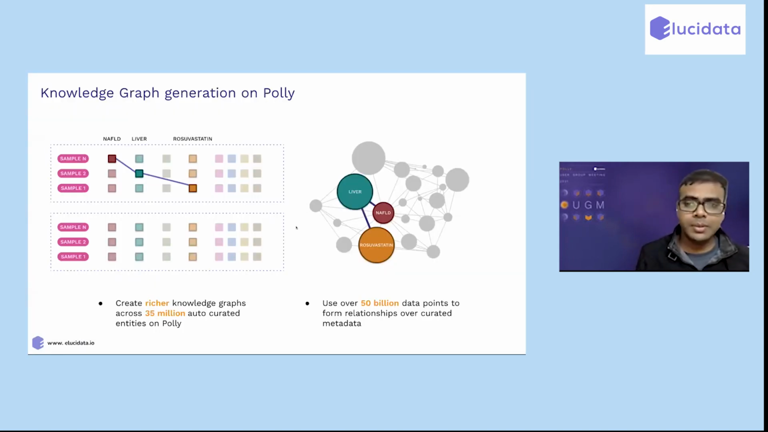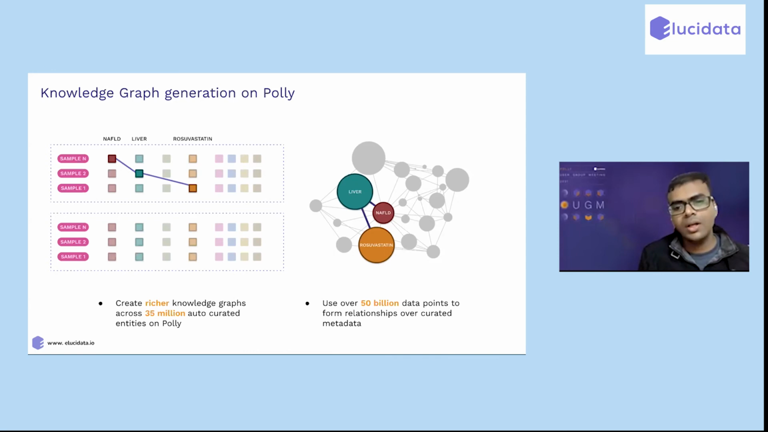Another advantage that people have is knowledge graph generation. And basically knowledge graph generation, not just on text mining, but also using the data points themselves, because the data is also present. Just to remind you, it's not only the metadata that is present on Poly, right? So you can possibly ask a question like, do we have an experiment in which NAFLD is treated by rosuvastatin in liver, right? And you can see that linkage very clearly in Poly, while it will take a long time to figure that out from public sources.